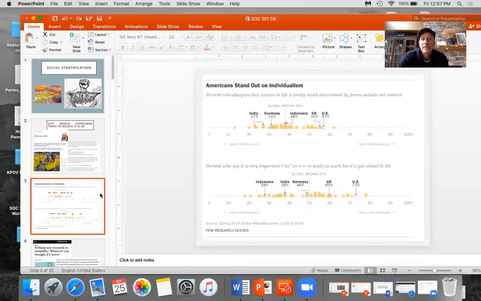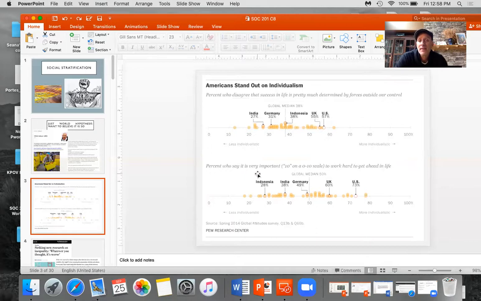It's really important. As Americans, this is, I think, a really powerful chart. Percent who disagree that success is determined by outside forces. So the percent of Americans who say, hey, it's not based on outside forces, it's internal. I mean, we are kind of an outlier. We are on the end of individualism.